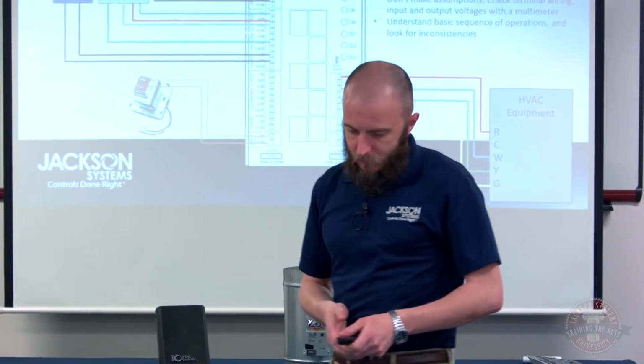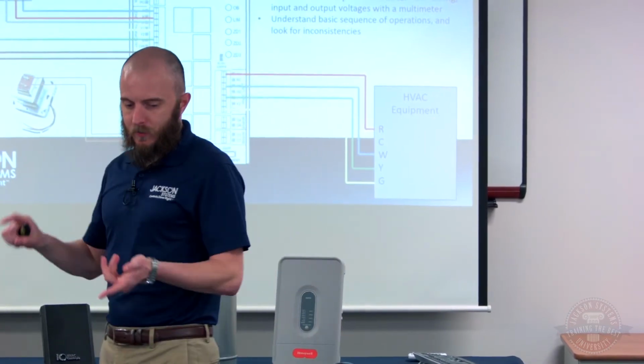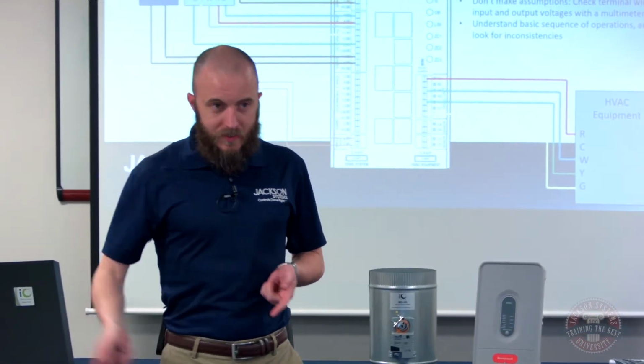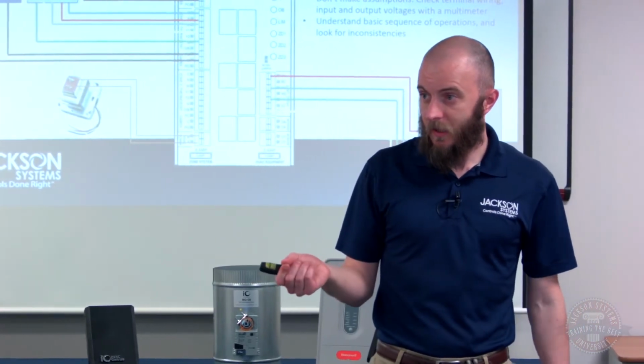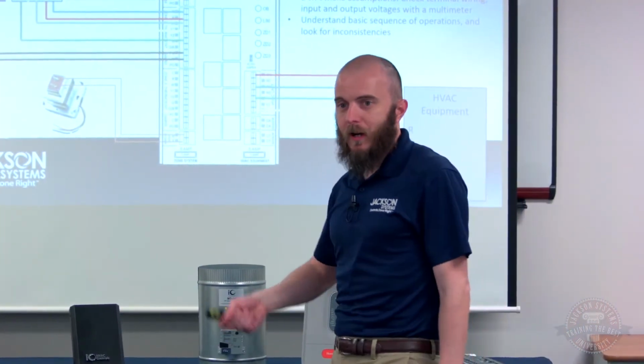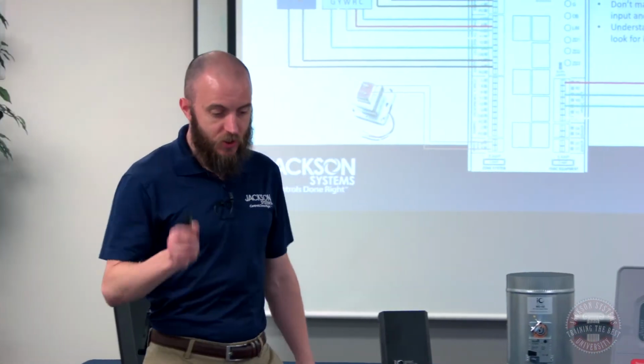Also, don't make assumptions. All right, don't make assumptions. I can't emphasize this enough. So double check your terminal wiring. What did I say earlier? Just because you have a green wire, don't assume that's connected to a G on the other end, right? Just because you have a white wire, don't assume that's connected to a W on the other end. You've got to check. Double check and double check.